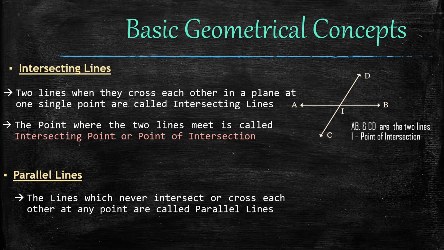Parallel lines. The lines which never intersect or cross each other at any point are called parallel lines. Here, consider these two lines AB and XY. They never intersect, but they travel in the same direction. So we can say AB is parallel to XY.